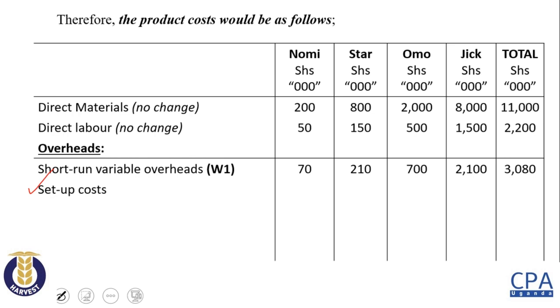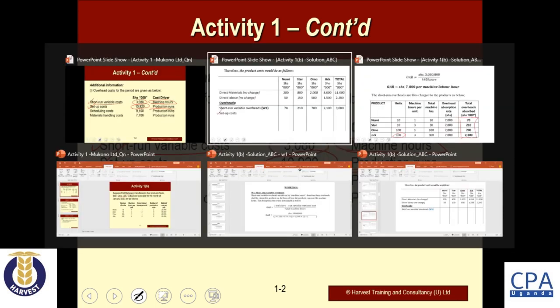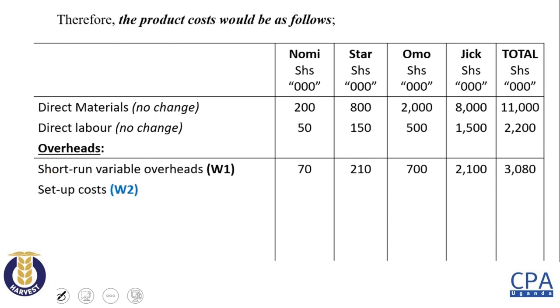And of course, if you look at our question here, we are told that the setup costs are driven by the production runs. The setup costs are driven by the production runs, and we are going to charge a total of 10,920,000 of this overhead to the 4 products. So straight away, going to our ABC computation schedule here, we shall indicate to the examiner that we have worked out everything in working number 2.